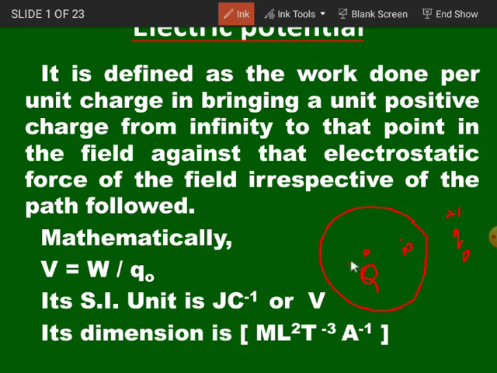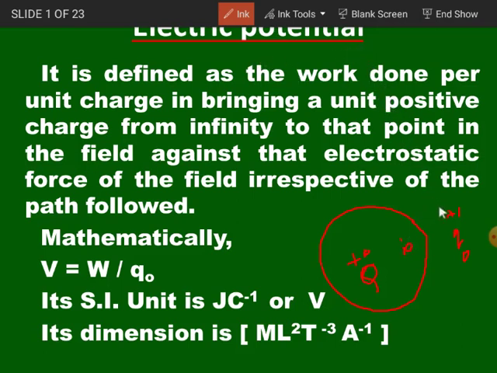If this is positive and the test charge is also positive, there will be a repulsion. So against that repulsive force, the amount of work done in bringing this unit positive charge from infinity up to that point inside the field is the work done per unit charge. We call it electric potential.